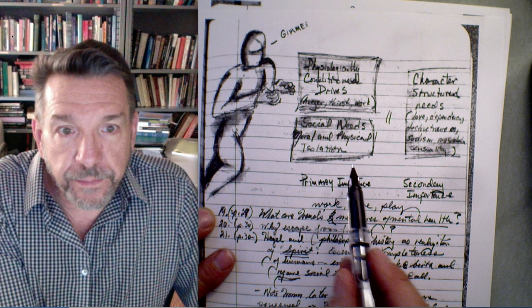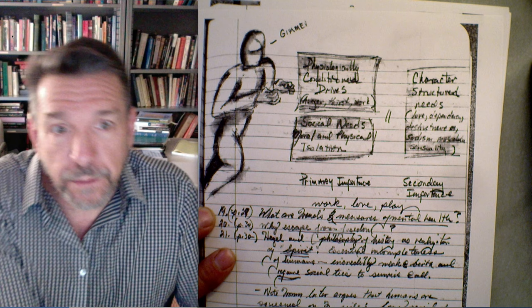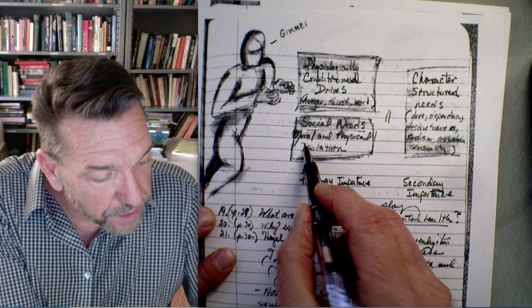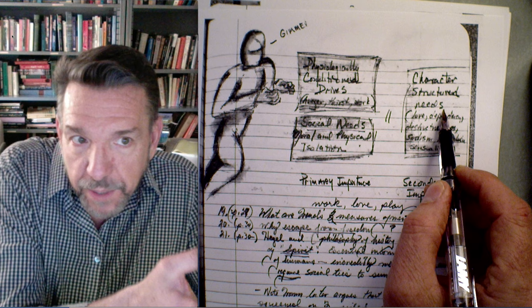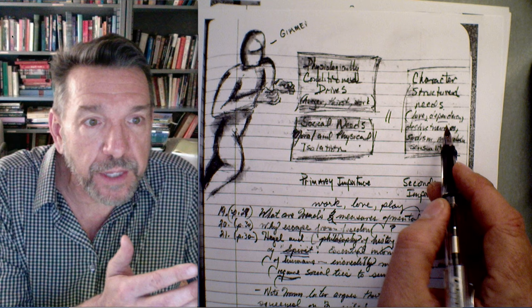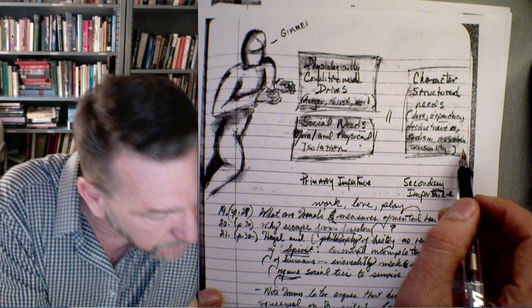So you have your physiologically conditioned drives that were driven forward by, say, thirst and hunger and so on. And then we have social needs, moral and physical aloneness are the two things that we want to avoid. Isolation, what we want to avoid. We have the need for other people. And then we have these character structured needs. These are the things that result from a kind of warping of the human subject. It can be good in the form of love or negative in the form of dependency, destructiveness, sadism, masochism, some sort of destructive sensuality and so on.